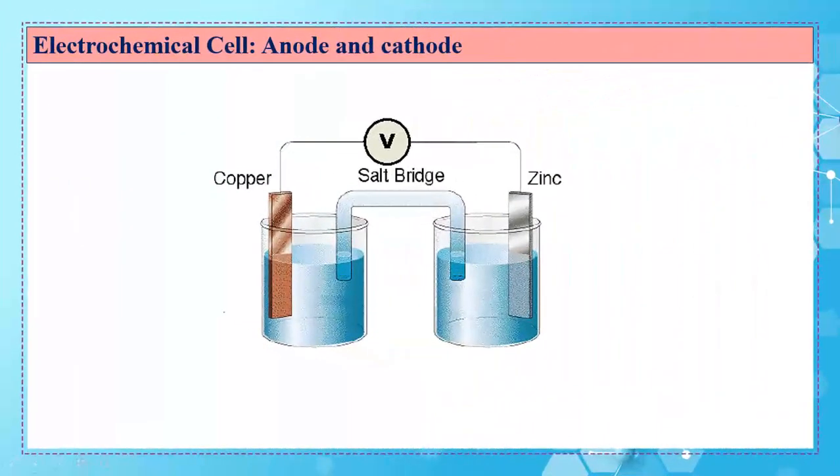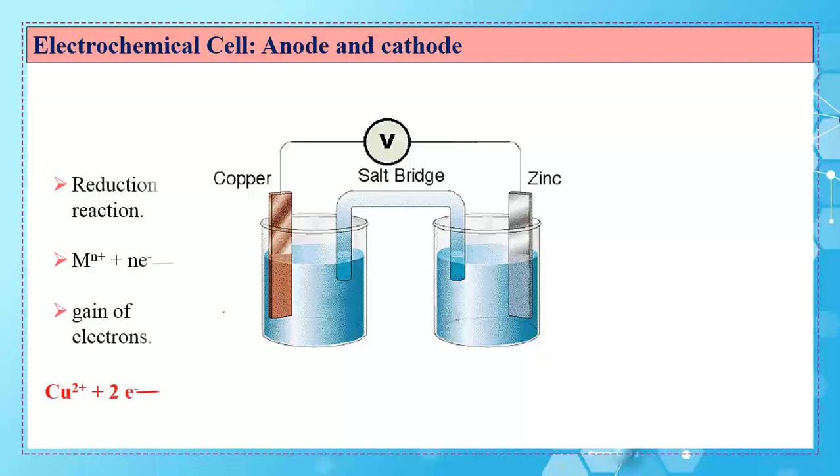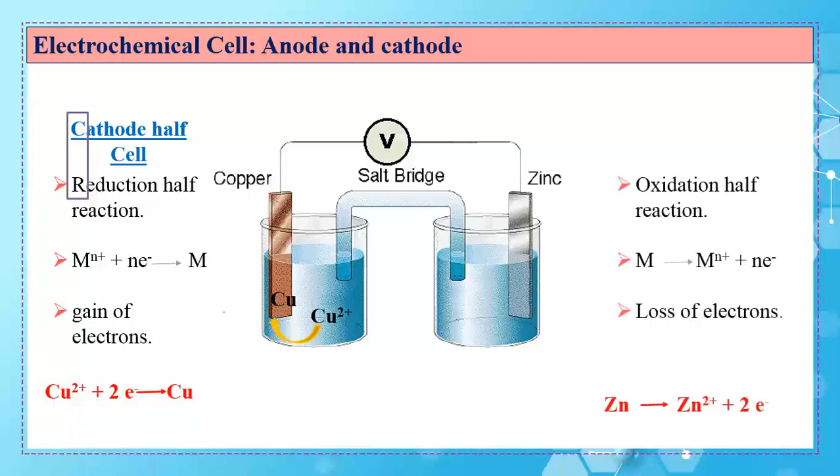So to sum up what we've said, in the copper half cell, reduction is occurring because Cu2+ is gaining electrons. We will add here a small term, which is cathode half cell. Cathode refers to the half cell where reduction is occurring, or where the metallic ion is becoming a metal. Cu2+ will become Cu. In the second half cell, zinc is undergoing oxidation half reaction where electrons are lost. And here, this half cell will be called anode half cell because oxidation is occurring.